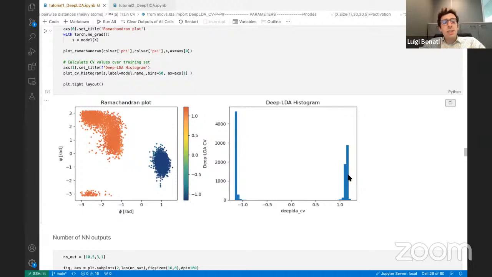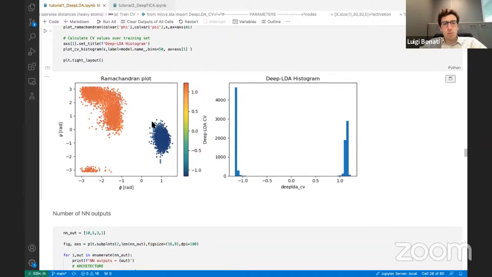This can also be seen by plotting the color. Here we plotted the Ramachandran plot as a function of the phi and psi dihedral angles, which we colored with the deep LDA CV. And we see that this is able to discriminate very, very well between the 2 states. The blue here is -1 and the red is +1.